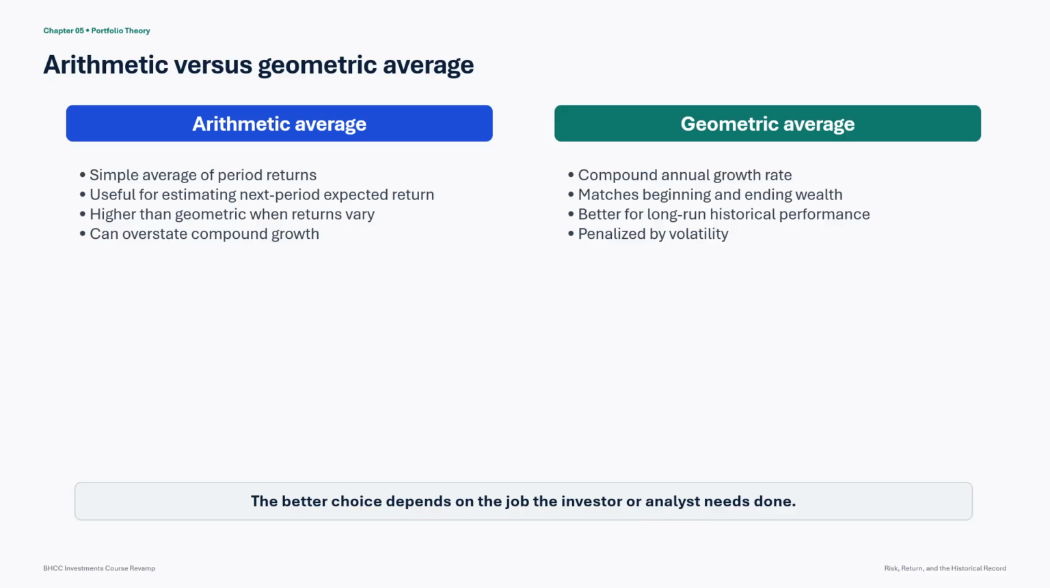Use arithmetic return for an appropriate one-period expectation. Use geometric return to describe compound history, and use dollar-weighted return when investor cash flow timing is part of the question.